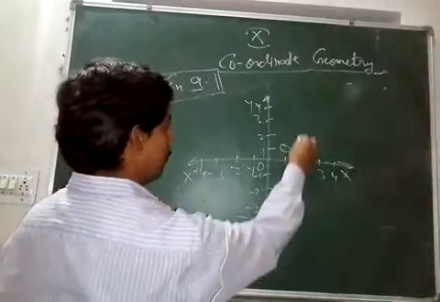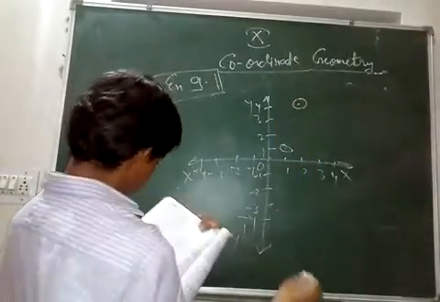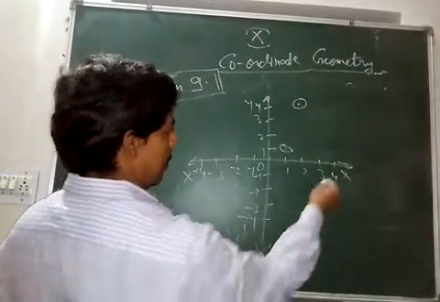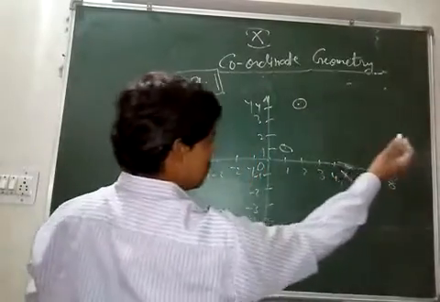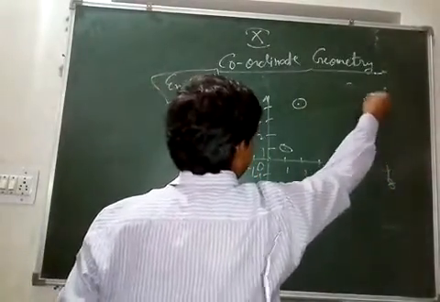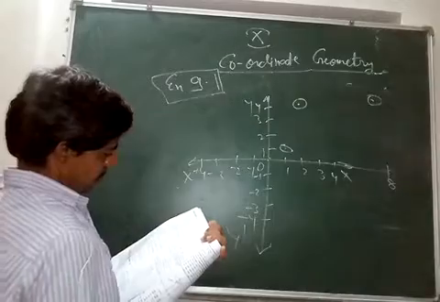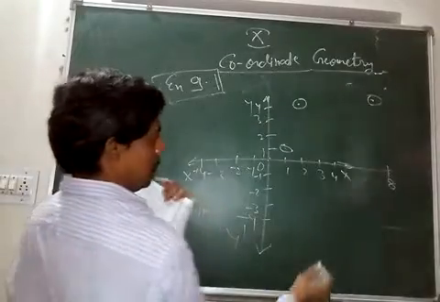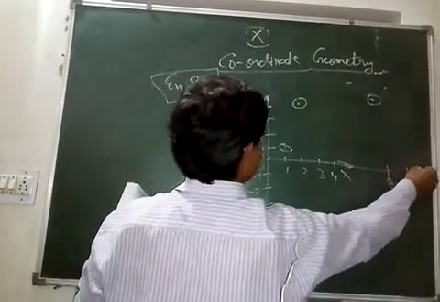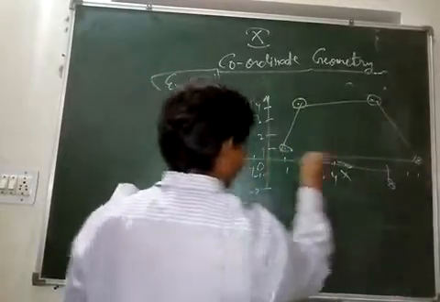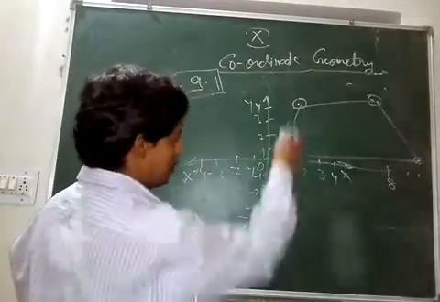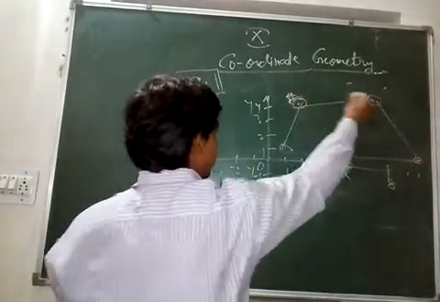2 4, 2 and 4. This one. 8 4, 8 and 4. Now suppose this is 8 and this is 4, so this one is 8 4. Okay. And 10 1, now 10 is here and 1 is here. Join this. Now the important question is, what is this? ABCD. Okay.